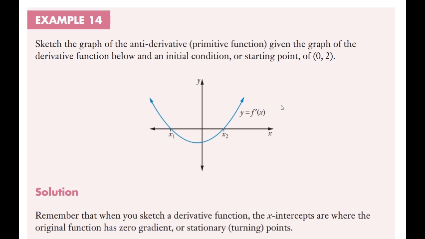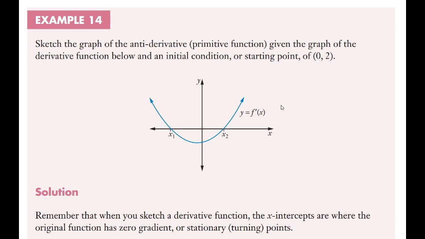Think about, hey, I'm doing some drawings. So they are saying, sketch the graph of the antiderivative, the primitive function, given the graph of the derivative function below, and an initial condition or starting point of (0, 2). So what they're trying to tell you is that they're giving you a graph. And what is that graph?